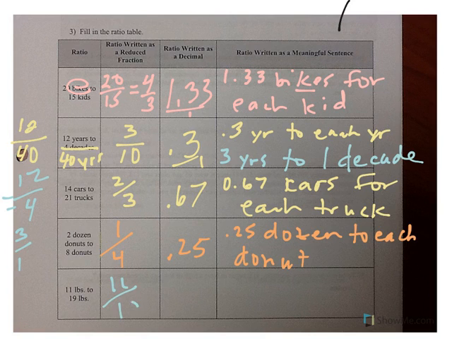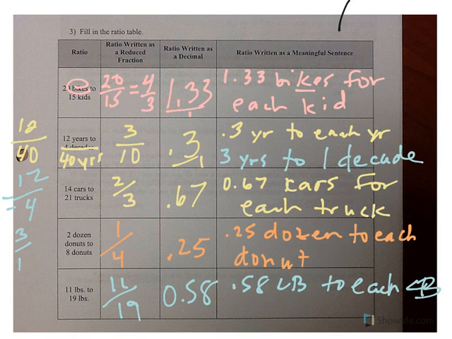And the last one, we've got 11 over 19. They're both in pounds. That's 0.58. So we would say there's 0.58 pounds to each pound. Okay, and I think that's the end of that video.